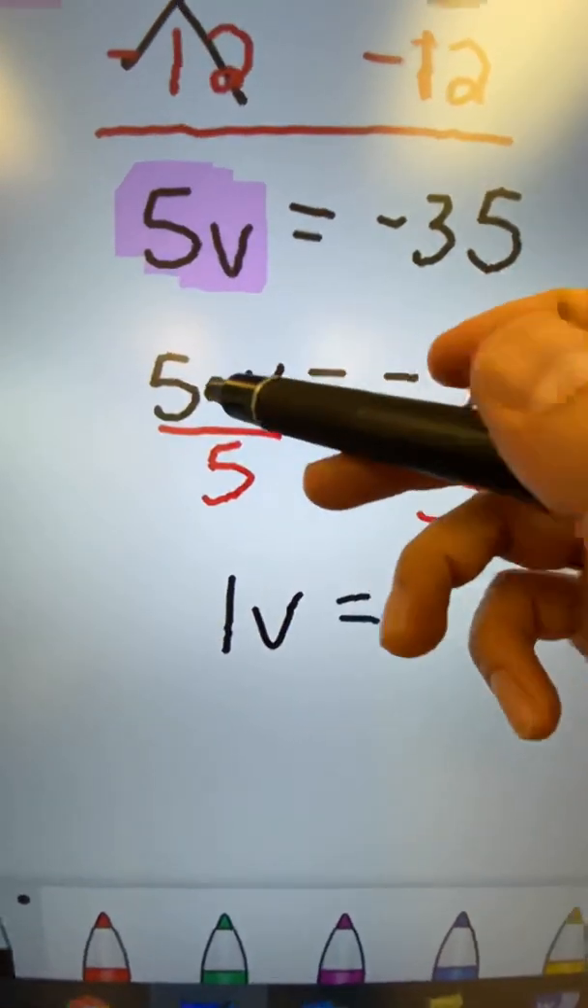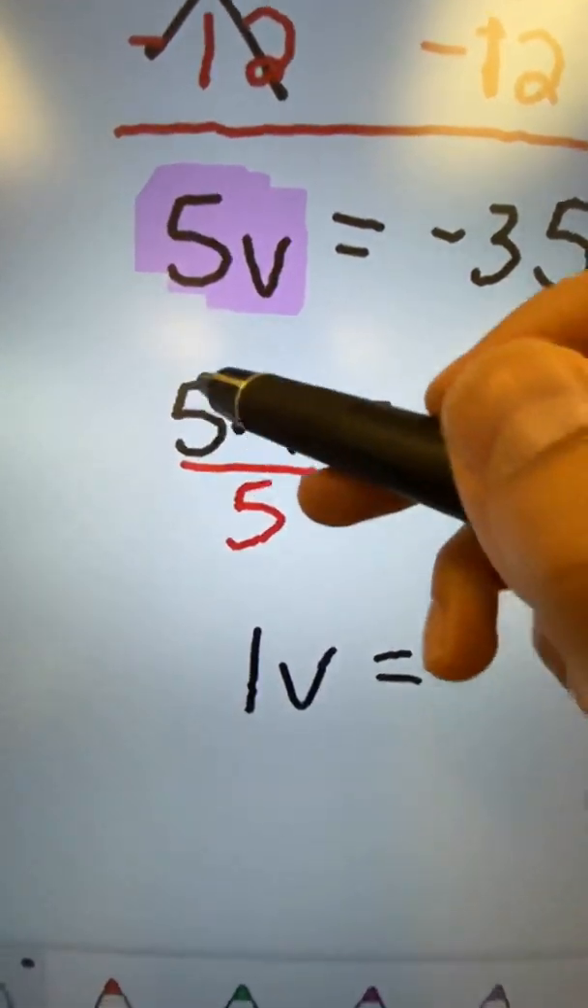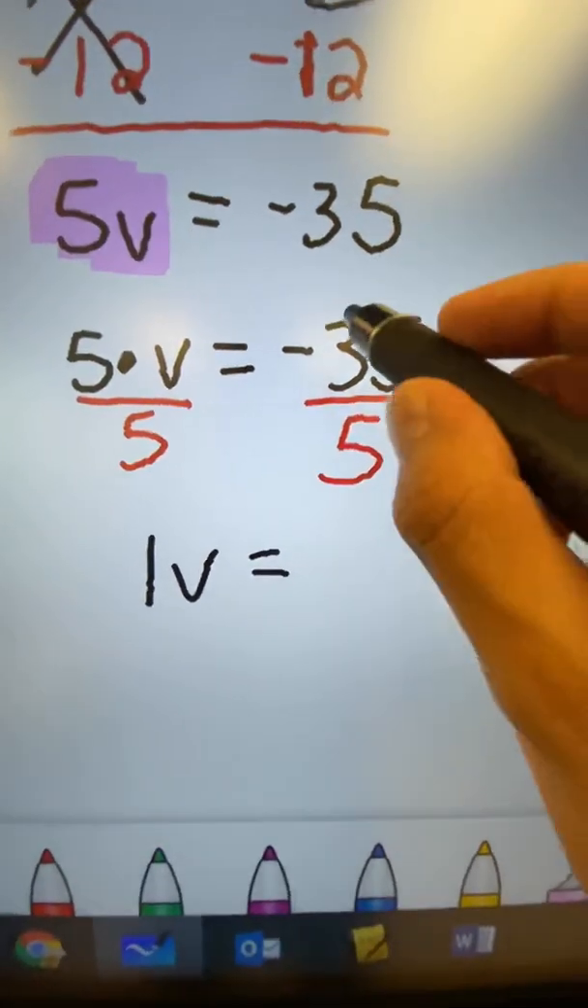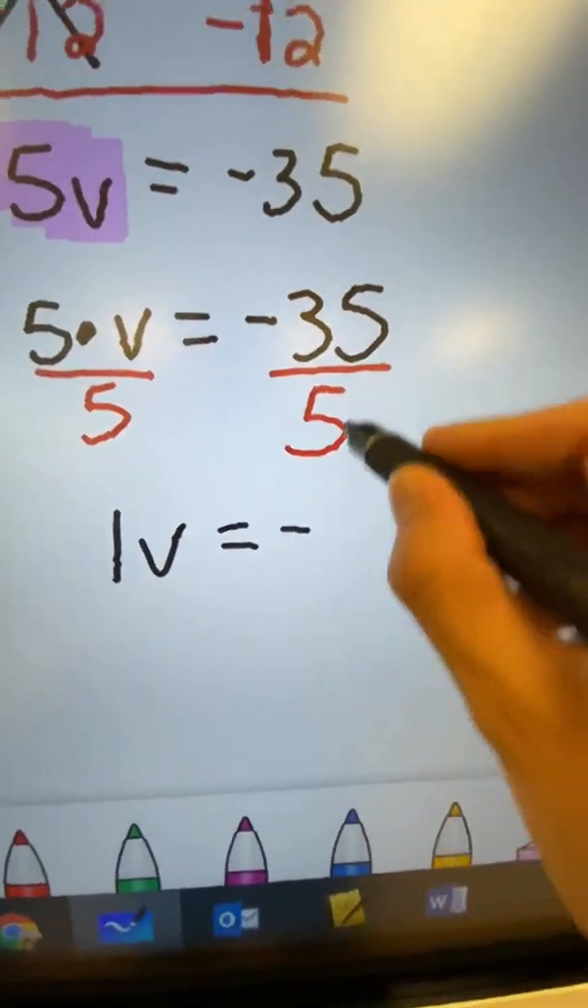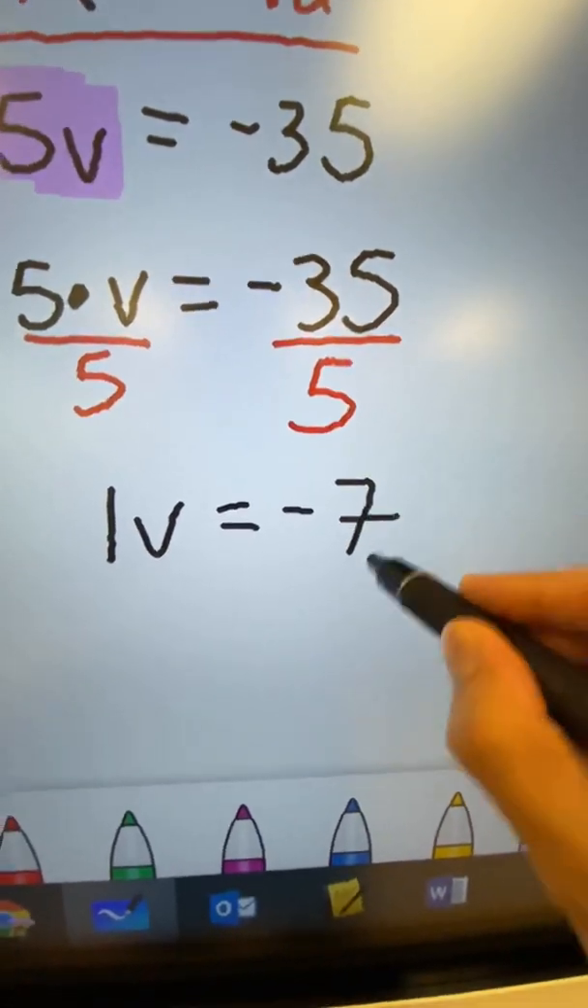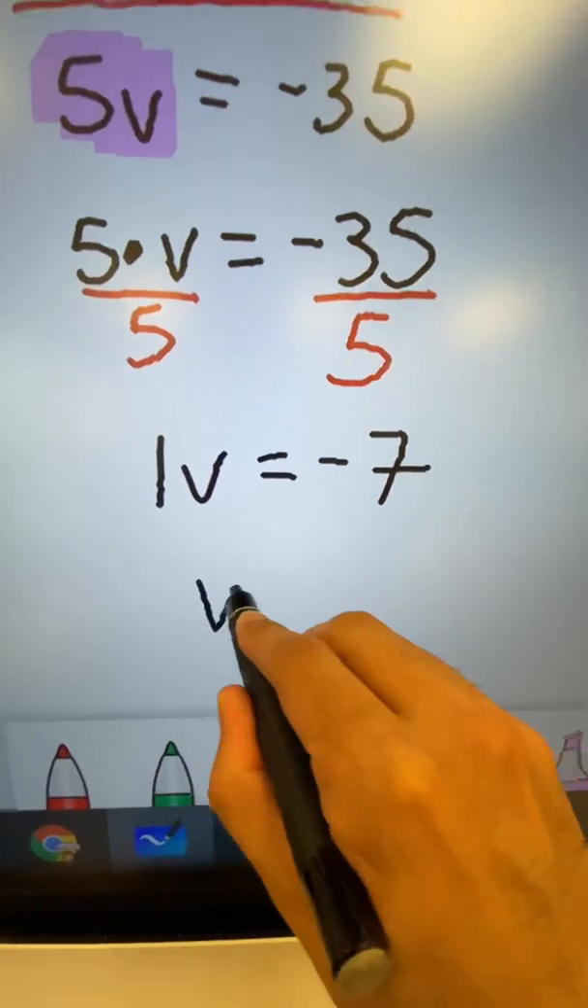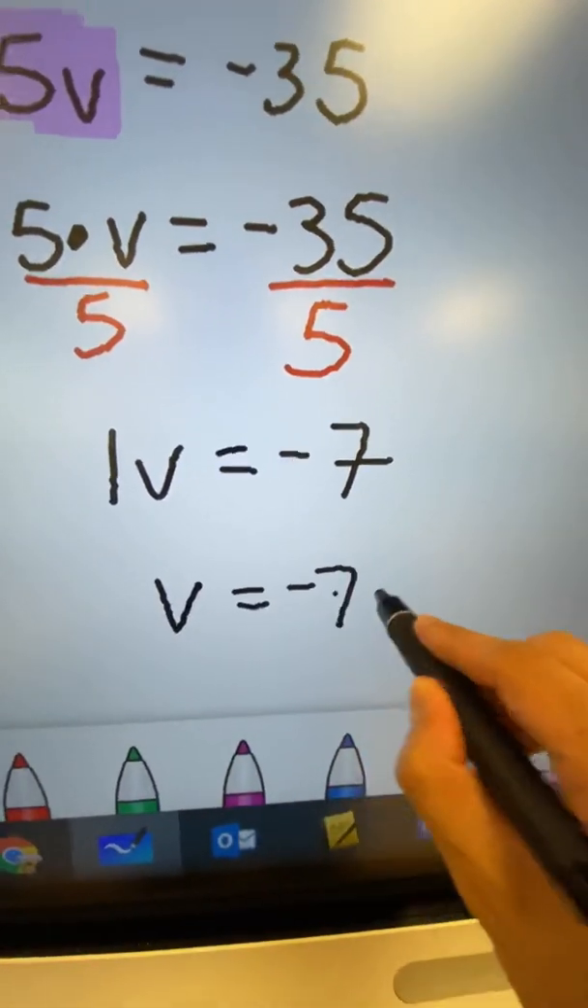So that's always true. As long as this number is not 0, any number divided by itself, you're always going to get back 1. And on the right side, negative divided by positive is a negative, and 35 divided by 5 is 7. And you usually don't write down the 1 for the variable if it's a 1. So we just leave it as v equals negative 7 for our final answer.